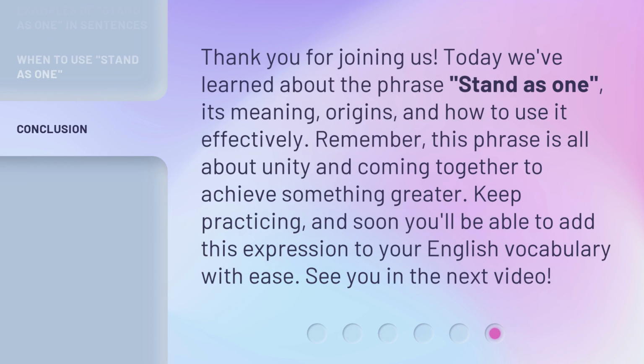Today we've learned about the phrase, stand as one, its meaning, origins, and how to use it effectively. Remember, this phrase is all about unity and coming together to achieve something greater. Keep practicing, and soon you'll be able to add this expression to your English vocabulary with ease.